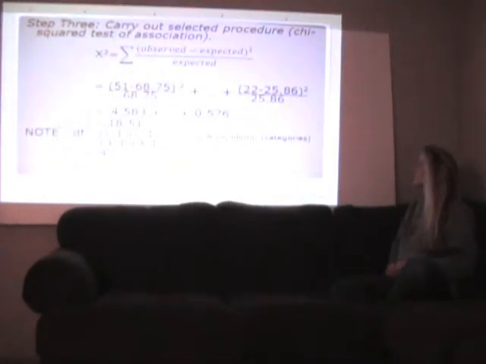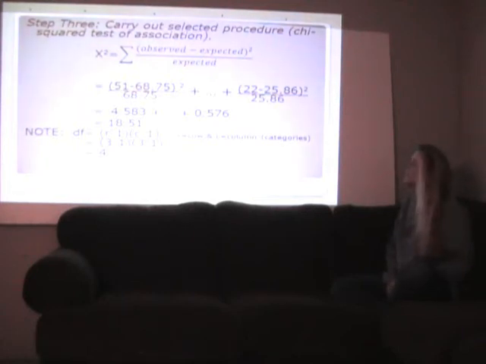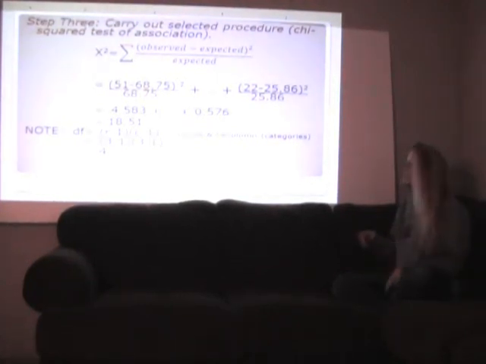Step 3 is to carry out the selected procedure, which is the chi-squared test of association. So we have our secret formula, the observed minus the expected squared over the expected, all added up for all the samples. And then on the next row you see the actual numbers. So the 51 is the observed minus 68.75 squared divided by 68.75 plus, and then you have all the numbers in between, plus the last sample that we have, 22 minus 25.86 squared divided by 25.86. And then you have the actual totals, what the secret formula gives you.